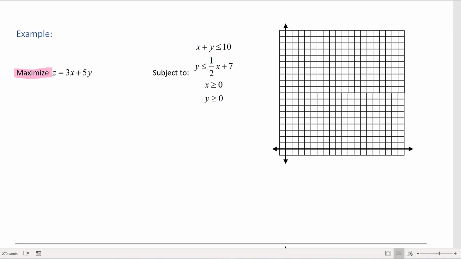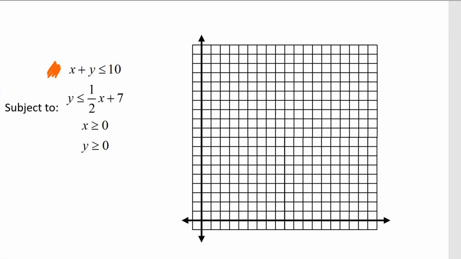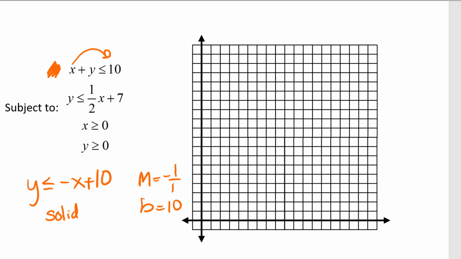So my first constraint that I'm going to work on is x plus y is less than or equal to 10. So I'm going to put that into slope-intercept form by moving the x to the other side. So that gets me y is less than or equal to negative x plus 10. This gives me an m of negative 1 over 1, a b of 10, and I also note that because it's less than or equal to, it's a solid line, and we're shading below.